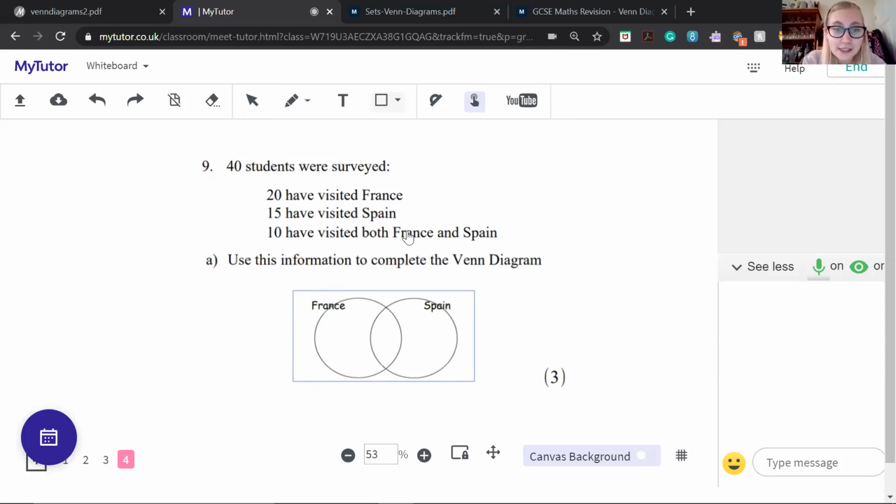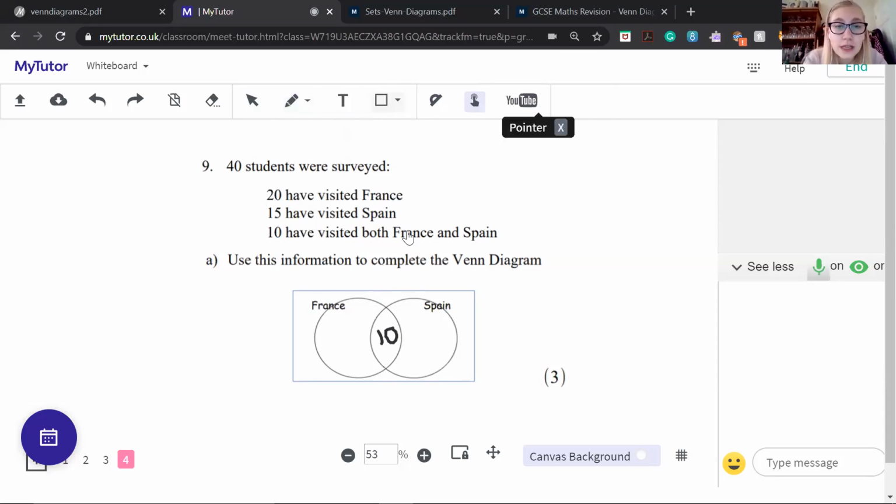20 have visited France, so in this circle there's 20. 15 have visited Spain, so there's 15 in this circle. But again, we don't know how many are in the middle. 10 have visited both France and Spain. This one I think is a little easier. We can put this straight in. If 10 people have visited both France and Spain, 10 people are in this middle intersection here.